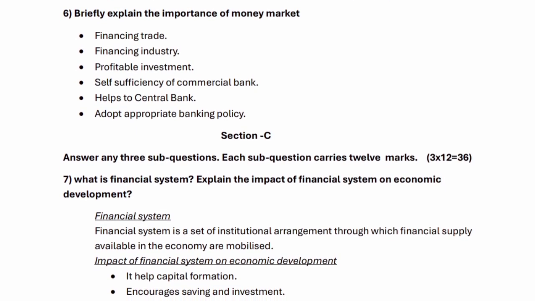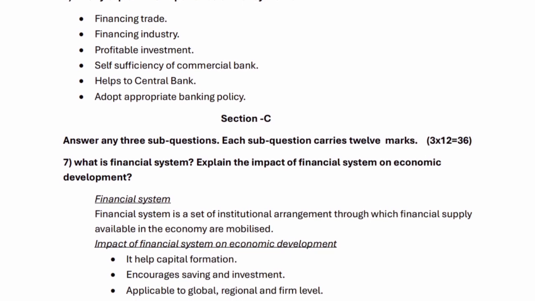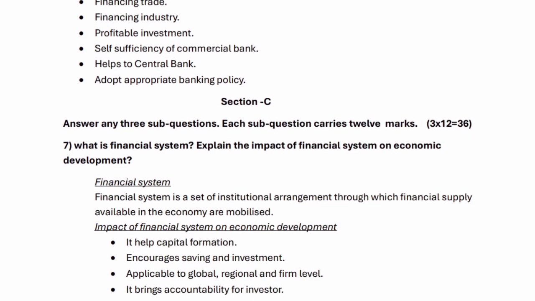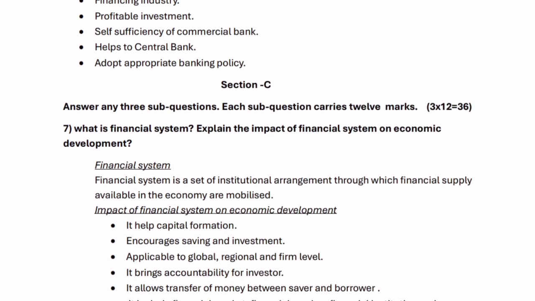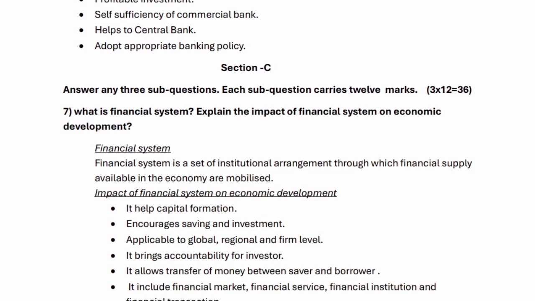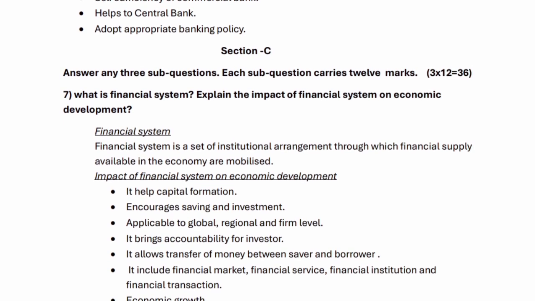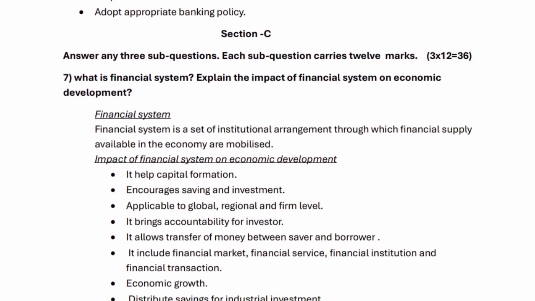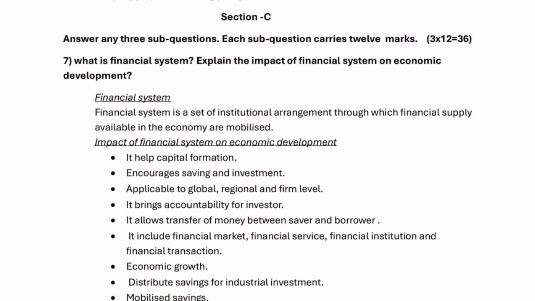Answer any 3 sub-questions. Each sub-question carries 12 marks. 3x12 equals 36. 7. What is financial system? Explain the impact of financial system on economic development. Financial system is a set of institutional arrangements through which financial surpluses available in the economy are mobilized. Impact of financial system on economic development. It helps capital formation, encourages saving and investment, applicable at global, regional and firm level.